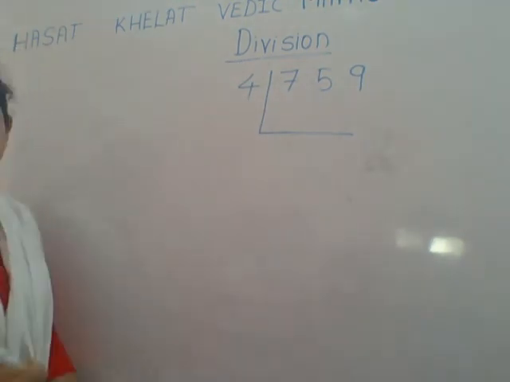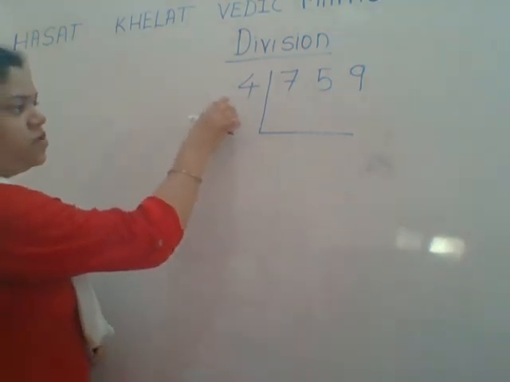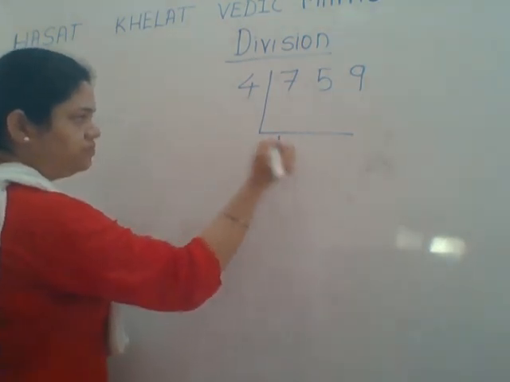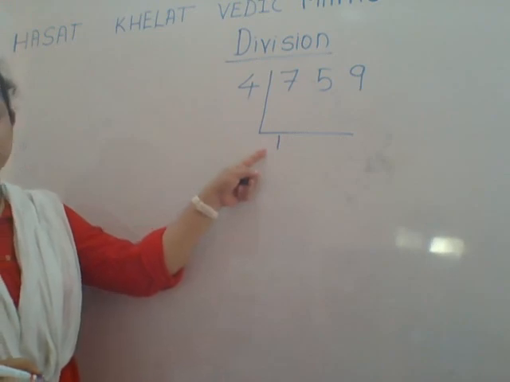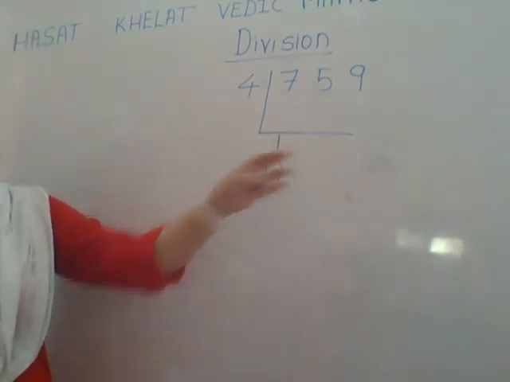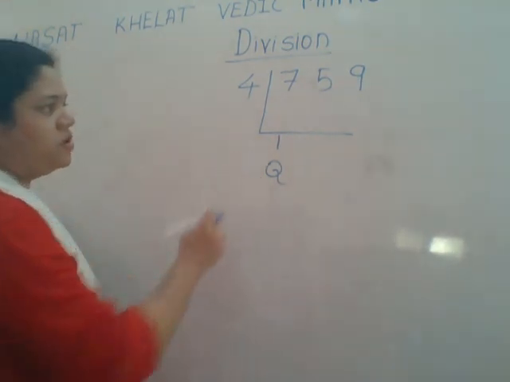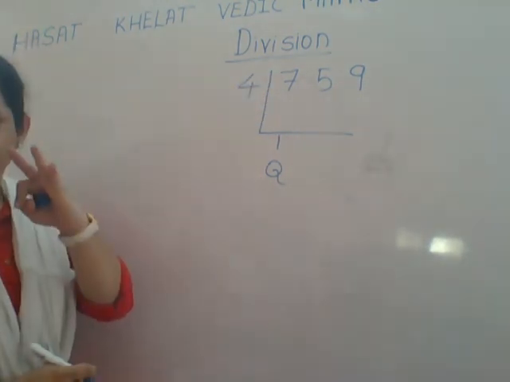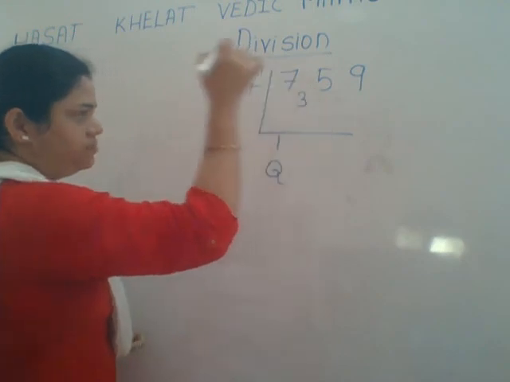Now what we have to do? First, 4 ones are 4. I will write 4 ones are 4. This is where we get the quotient, and the remainder. 7 minus 4 is how much? 3. That 3 I will write here.